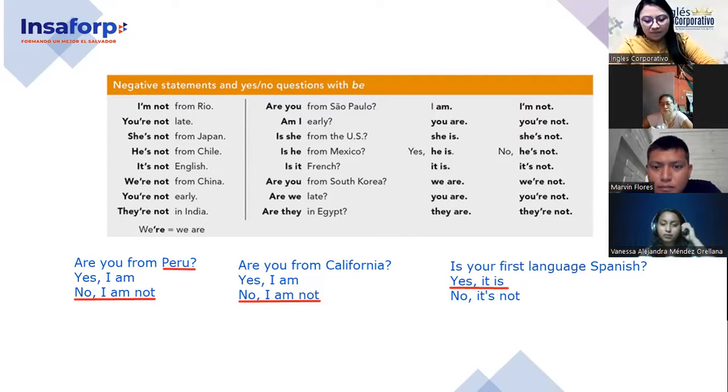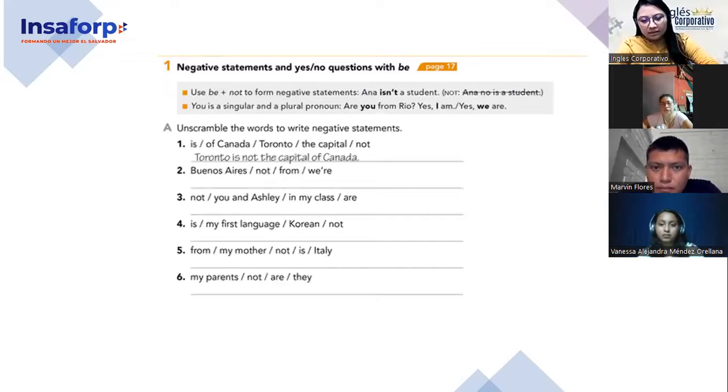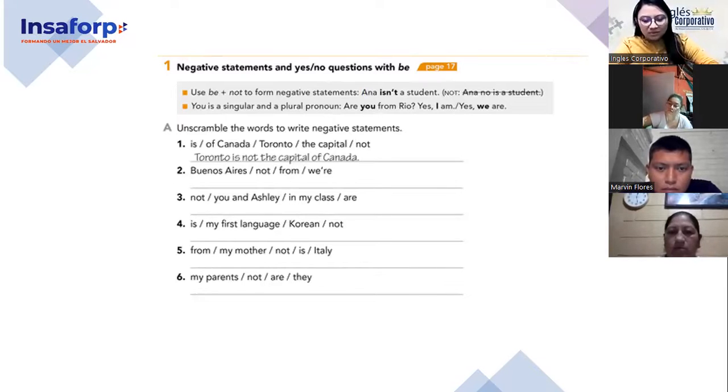Okay, now let's practice. Look at the exercise that I have here. Y vamos a practicar making negative statements. Vamos a hacer oraciones negativas usando the verb to be. In the first example that I have here, we have a negative statement, que es lo mismo a una negative sentence. What do you need to do? To write the sentence in the correct order, okay? Number one, Toronto is not the capital of Canada.